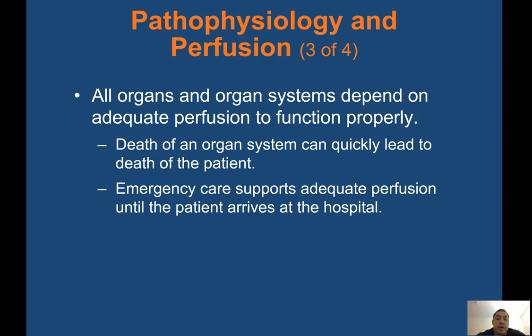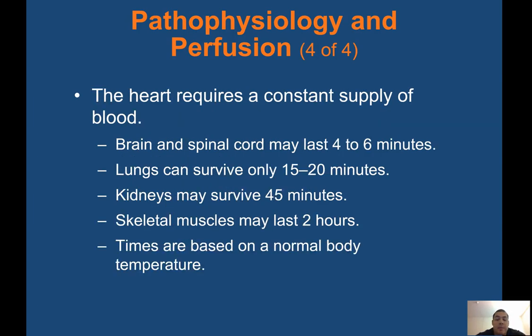Death of an organ system can quickly lead to the death of a patient. Emergency care supports adequate perfusion until the patient arrives at the hospital. So ABCs, very important. So the heart requires a constant supply of blood. Brain and spinal cord may last 4 to 6 minutes. Lungs can only survive about 15 to 20 minutes. Kidneys may survive 45 minutes. Skeletal muscles may last 2 hours. Times are based on a normal body temperature.